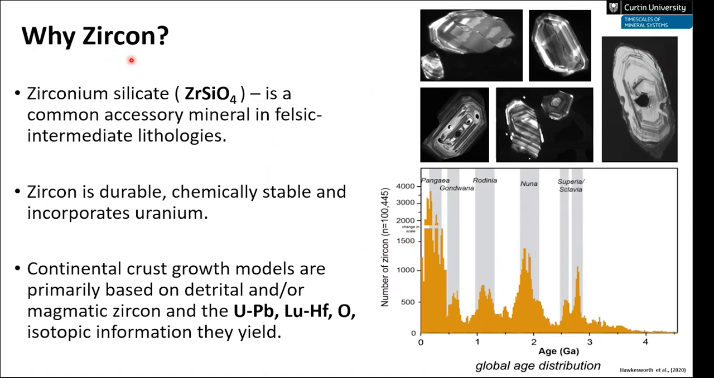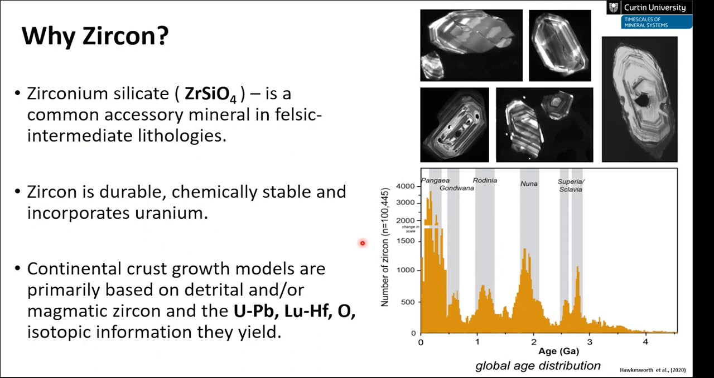Zircon probably forms our best record of continental crust growth. And crustal growth models are primarily based on detrital and magmatic zircon, and the uranium-lead, lutetium-hafnium isotopes, and oxygen insights they contain. And peaks in zircon populations through time have been thought to represent periods of crustal growth, but it may be more difficult to interpret than that. They may be a function of preservation bias.